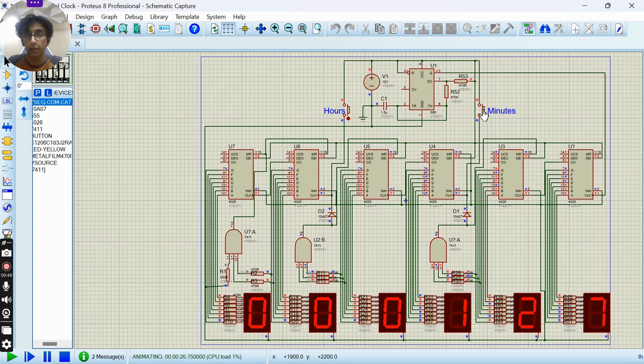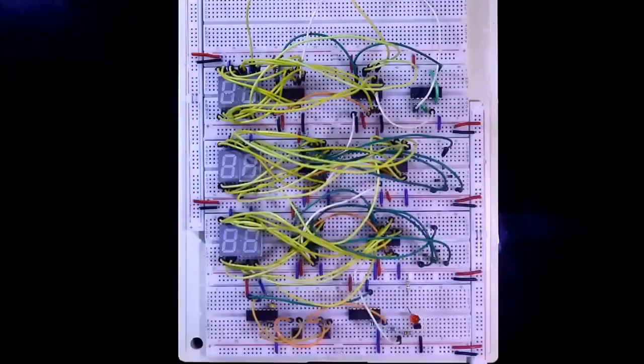And I can change the time manually by the use of these buttons, and I can also change the hours, but it won't reset to 0 until it reaches the 24:00:00 time. So that's it from my side. Thank you.